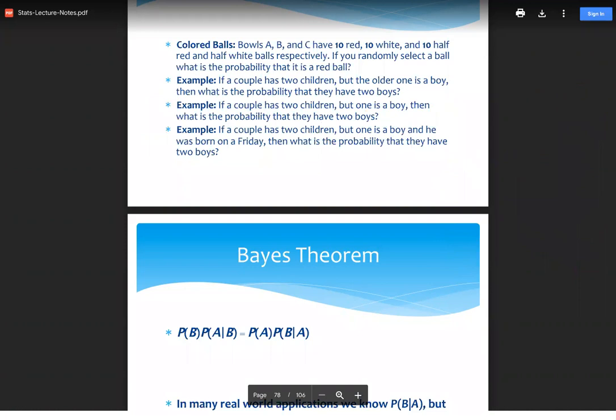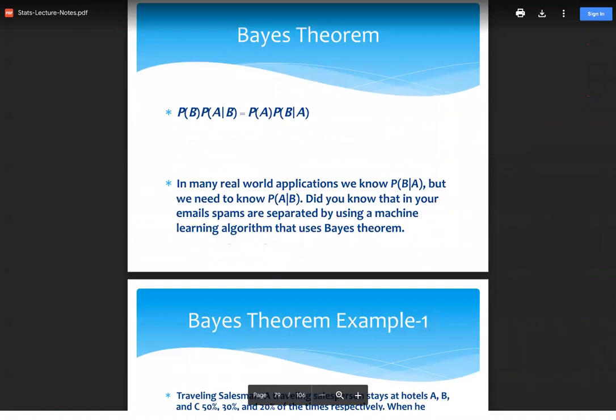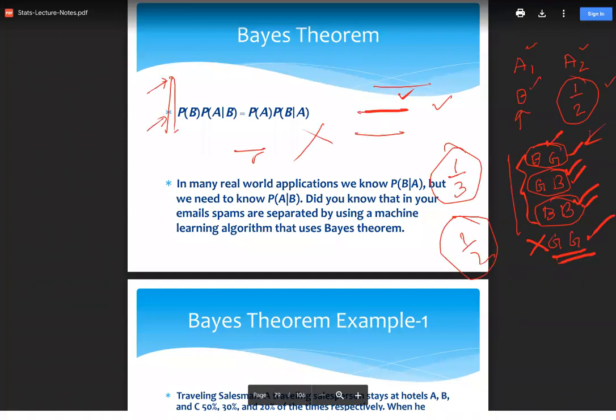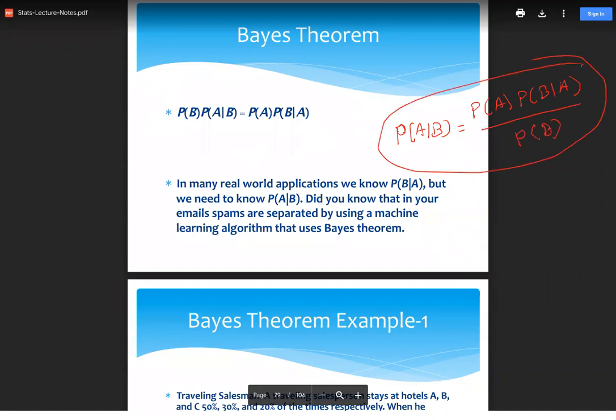Okay, next we are going to talk about Bayes' theorem. So we just derived Bayes' theorem: the probability of A given B is the probability of A times the probability of B given A, divided by the probability of B. This is the Bayes theorem. And you can switch the A's and B's, then it's going to switch accordingly.